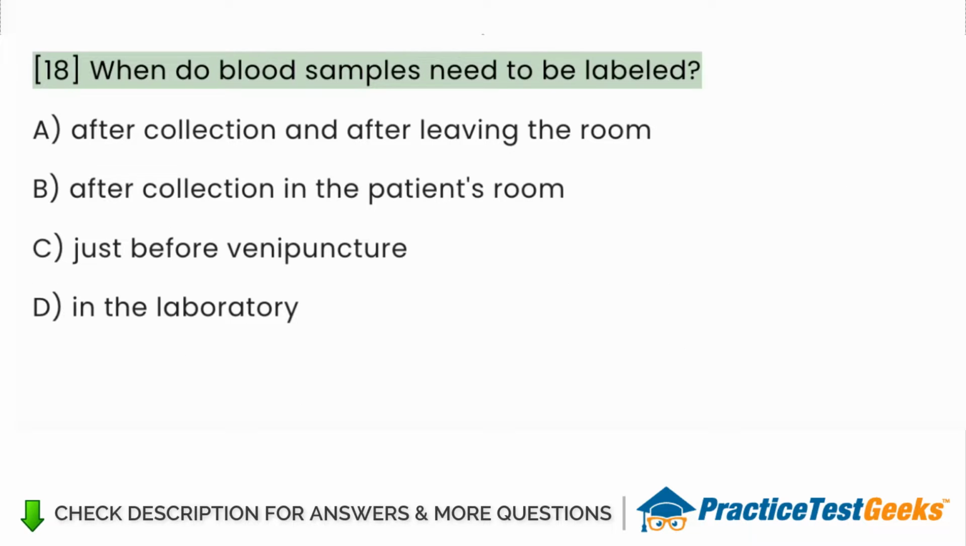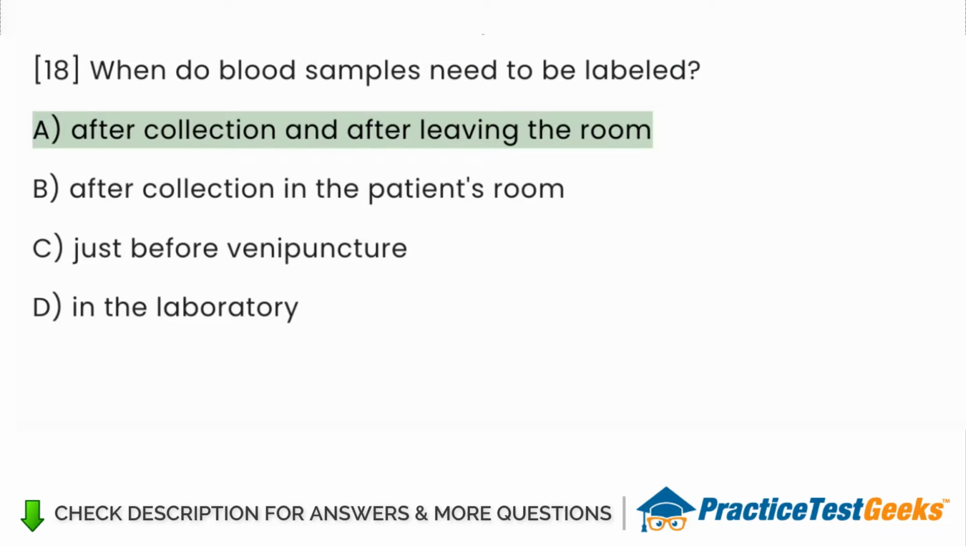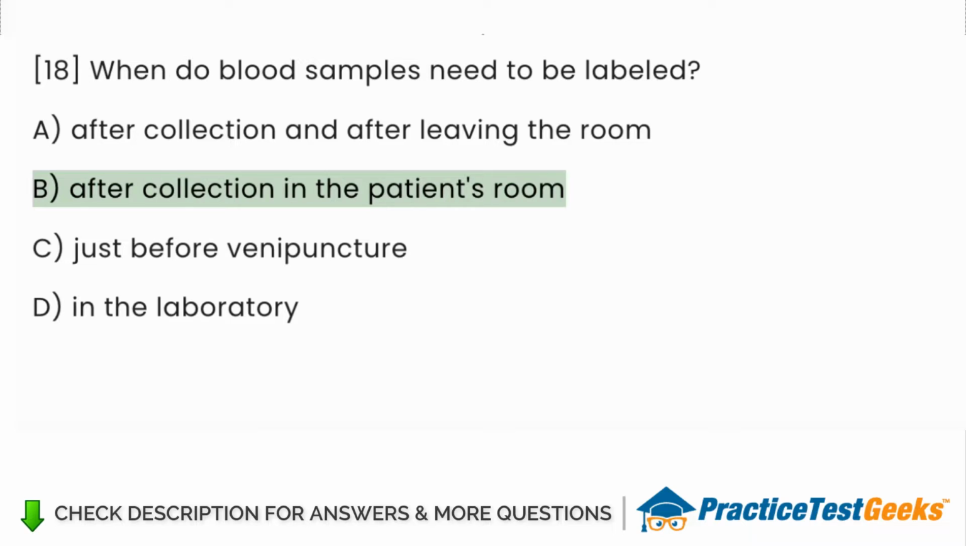When do blood samples need to be labeled? A. After collection and after leaving the room. B. After collection in the patient's room. C. Just before venipuncture. D. In the laboratory.